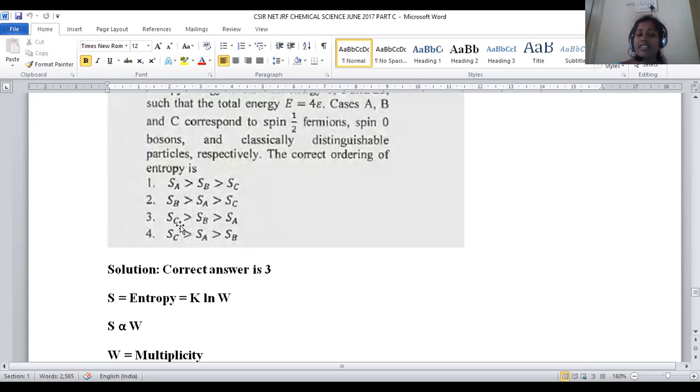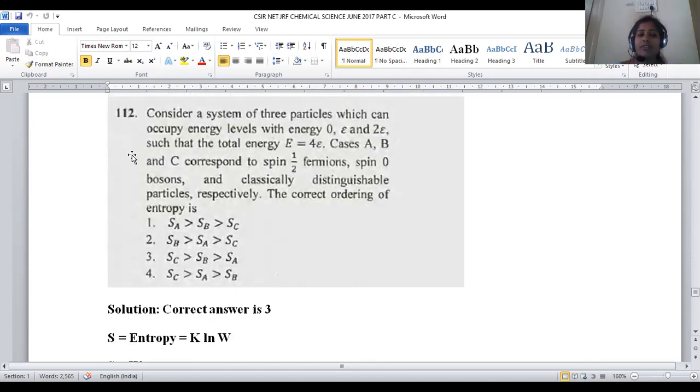Classical particles have 6 possible arrangements. Bosons have 2 possible arrangements. Fermions do not have any kind of multiplicity, only a fixed arrangement is possible. Hence, for question number 112, option number 3 will be the right answer.